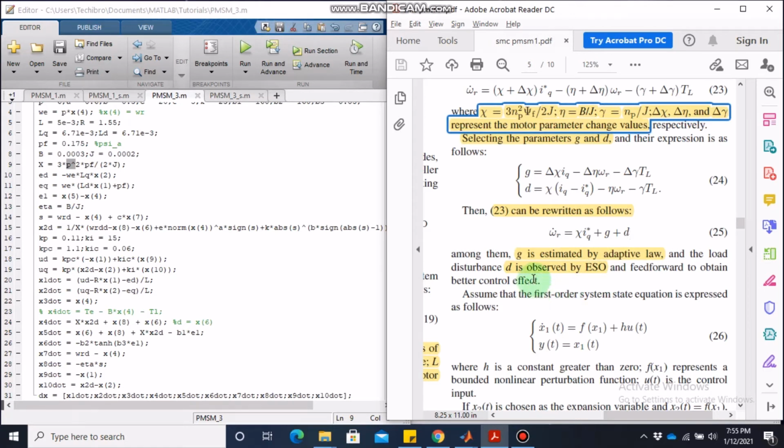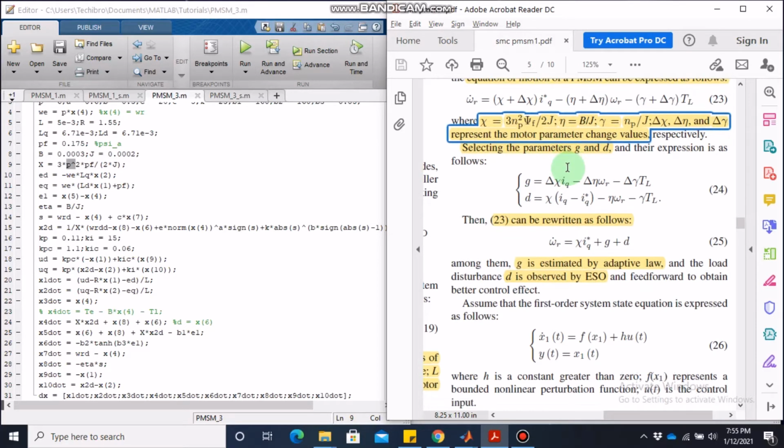Then there is this g, not this g, but we are here in omega r. So x4 dot is capital X times the script x times iq star plus g plus d. So here g and d are also the state variables, because g and d are dynamic. They are a measure of uncertainties and disturbance torque. They actually later on vary this load torque and see if the variation of the load torque affects the rotation speed or not, and how it affects.